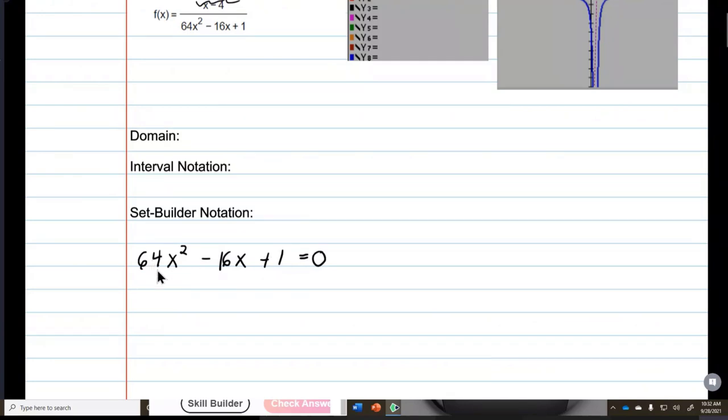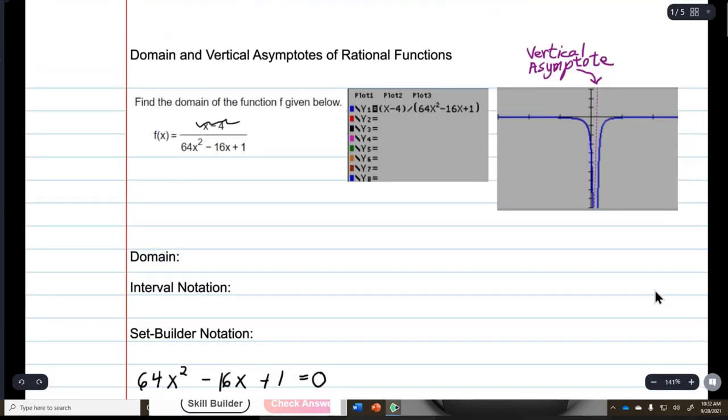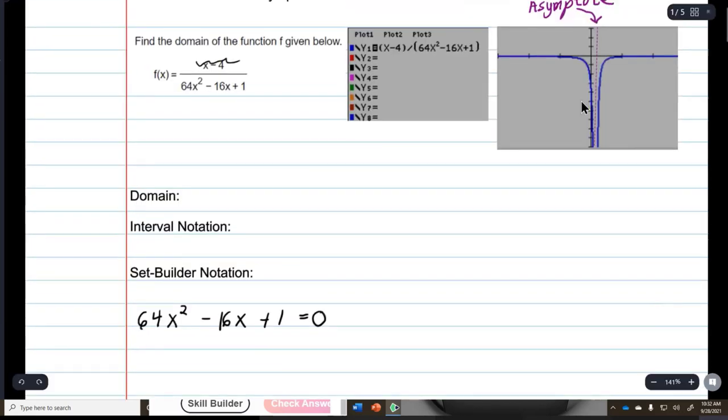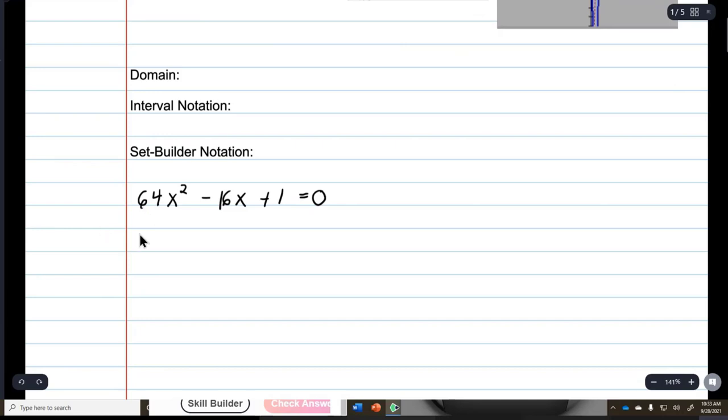So since 64 is not 1, I'm going to have to use the AC method to find the two middle terms that we're going to have to factor by grouping. Or we could use the quadratic formula. I didn't even think about that. Let's see. That might be the best way. What I just did is I looked at this, and I'm not at all sure that we'll be able to find an x-intercept. So let's use the quadratic formula. That might end up being easier and quicker.